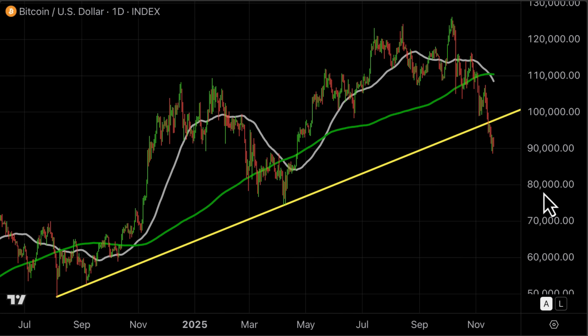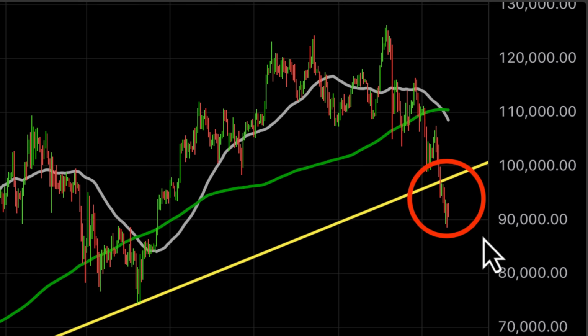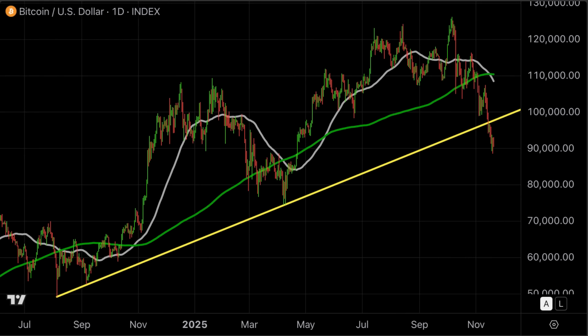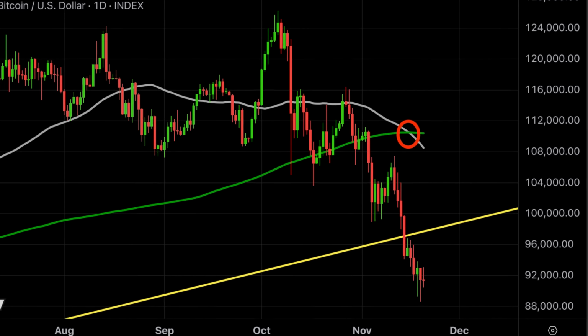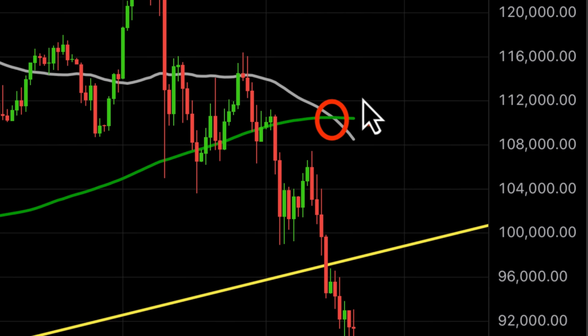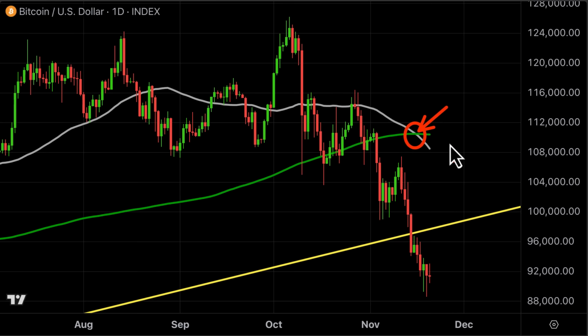So Bitcoin has just done two important things. In fact, Bitcoin managed to break this rising uptrend line you're seeing here recently. And more recently, you can see that the death cross signal has just triggered as well. The daily 50 simple moving average, the gray line, has gone below the 200 simple moving average here, the green line. So what could this mean?